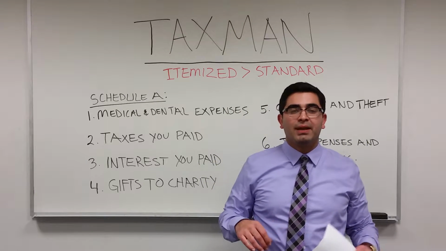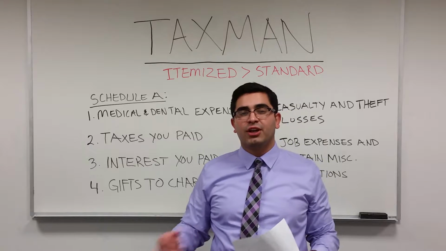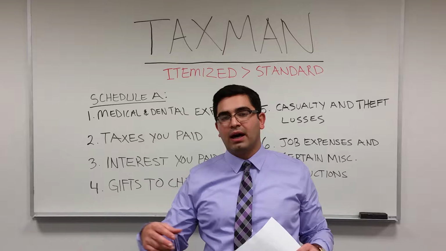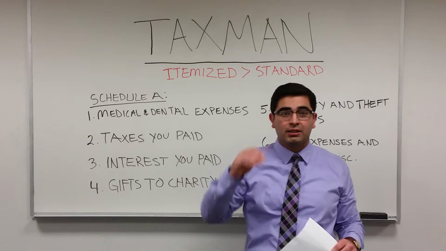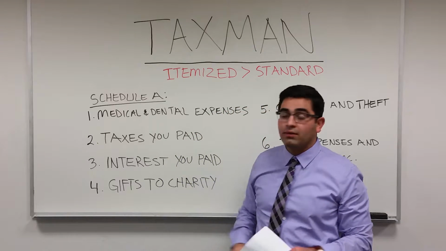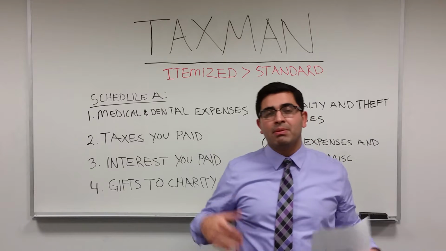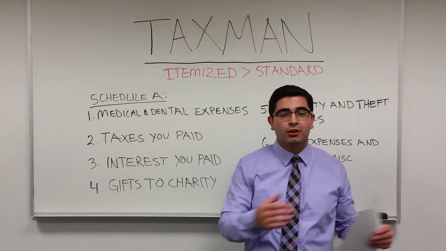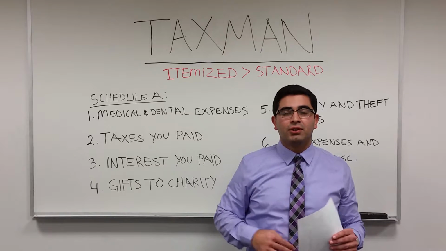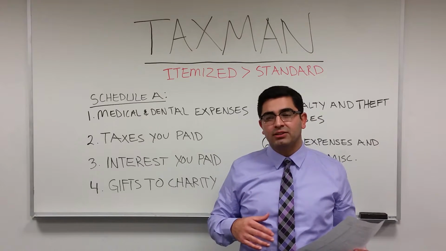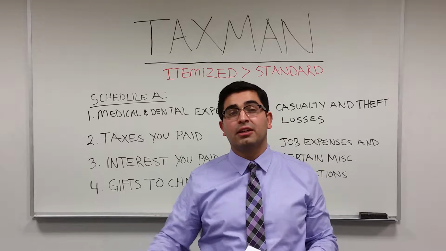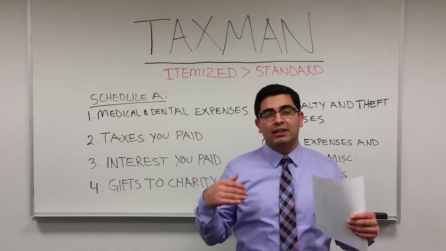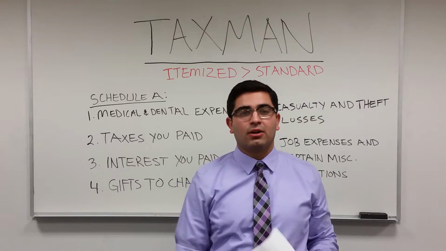Number 4 is gifts to charity. If you make a cash contribution to a charity, or you donate some type of tangible item to a charity, then that is also deductible on section 4 of your Schedule A. One thing to keep in mind when making charitable contributions is that they have to actually be to a charitable organization. So if you donate goods or cash to an individual, that is not deductible on Schedule A. Only gifts to an actual charitable organization are deductible.